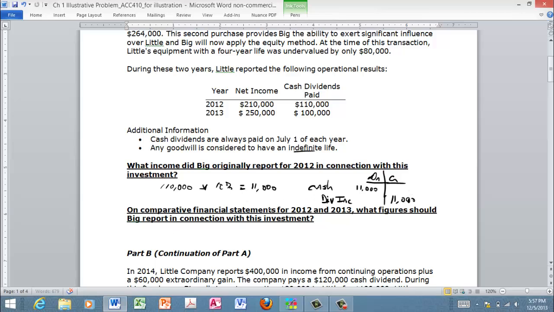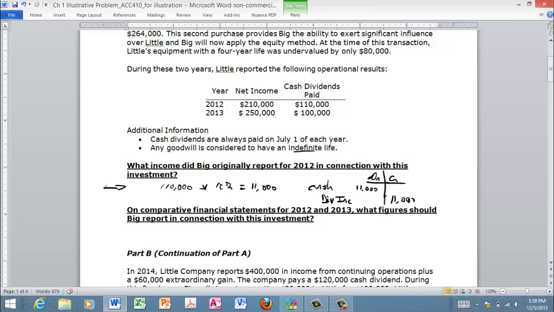Now, on comparative financial statements for 2012 and 2013, what figures should Big report in connection with this investment? The reason they're asking this is because you're going to have to retroactively apply the equity method. This right here is not the equity method. This is just where you have an investment at cost. You're not marking it to value. I think they told us earlier that there's not a readily available market for this stock, but you'll carry it at your cost, and then as you get any dividend income, you debit the cash and credit dividend income.